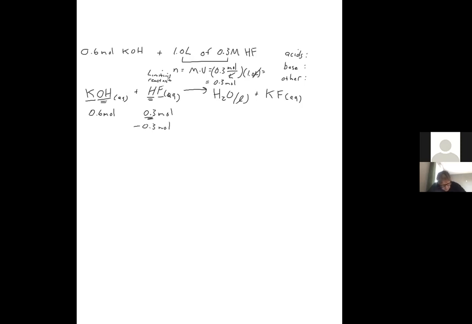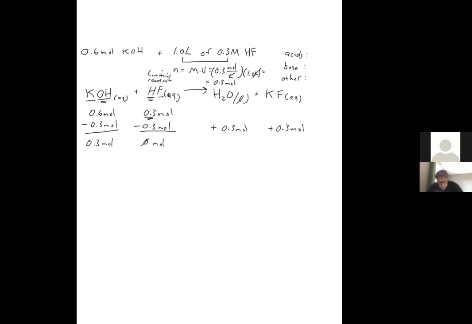But this one can only go down by the amount that the limiting reactant is in there, right? Can't go down by more than 0.3 because we don't have any more than 0.3 of the HF. So that'll give us 0.3 moles at the end. This will be gone. The limiting reactant ends at 0. But notice these go up, right? This one's going to go up by 0.3 moles. And this one's going to go up by 0.3 moles.